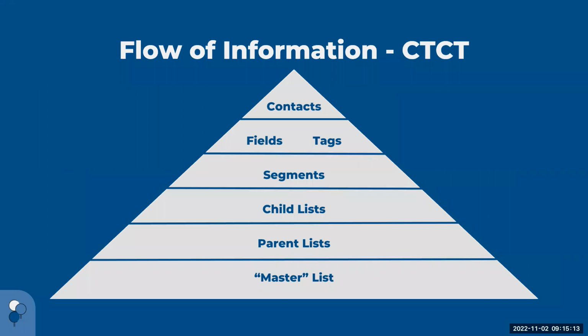So here's the flow of information in Constant Contact. Again, you have your contacts. Contacts are made up of fields and tags. Those contacts can be put into segments, usually within larger segments. Those segments can be part of child lists based on that click segmentation. It goes down to those parent lists, which are those groups, and then your master list. So it flows like a pyramid all the way up to the top, where the contacts are the most granular piece.